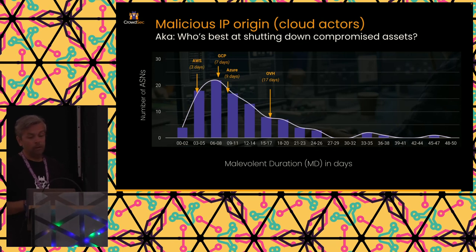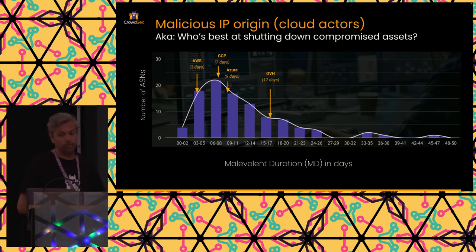There's a big difference between the cloud providers and how good they are at taking down compromised servers. But there's also a huge difference between hosters in terms of how many risky services they host, for instance a vulnerable PHP CMS, that's like asking for trouble, right? In the orange here is the average MD for each provider, and AWS was best of those that we looked at. In general it took them 3 days, whereas OVH took 17 days. So it's not to say that AWS are good and OVH are bad. These are indications that we see.